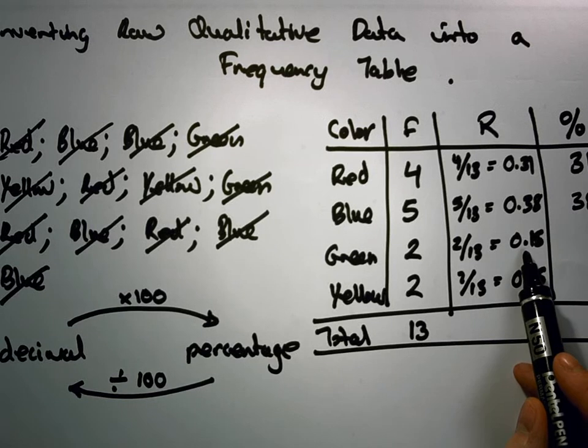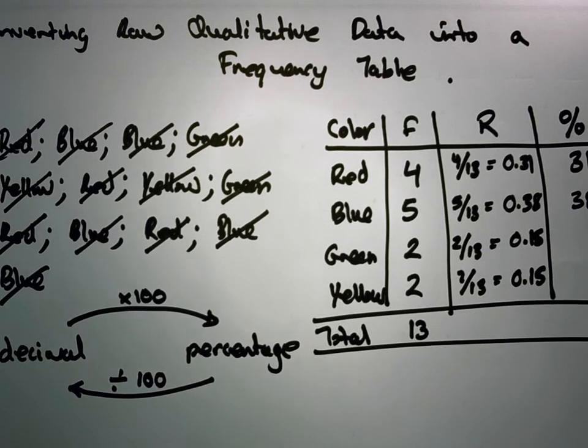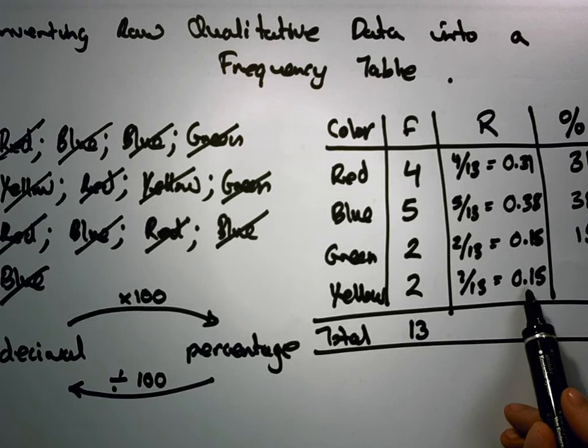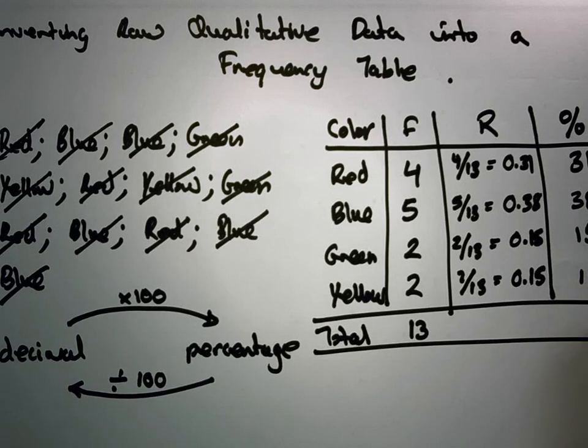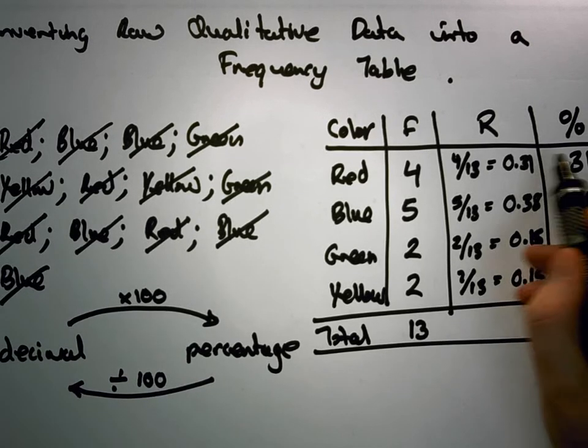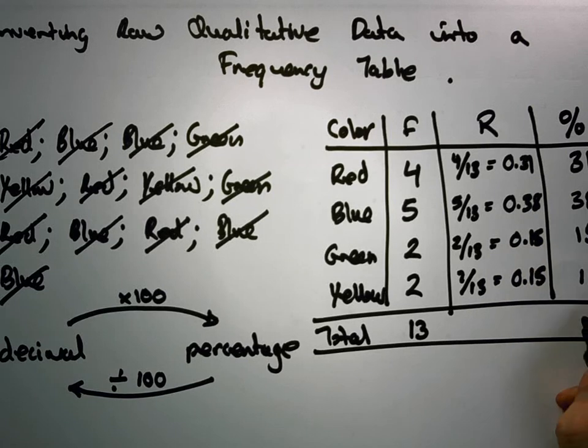Green has a relative frequency of 0.15, multiplying that by 100, that gives us 15. So green represents 15% of the observations. And finally, yellow has a relative frequency of 0.15 also, multiplying 0.15 by 100 gives us 15. And if we sum these up here, well, due to rounding with the decimals, I suppose this comes in at 99%. So it comes in around 99%, which is okay in this particular instance.